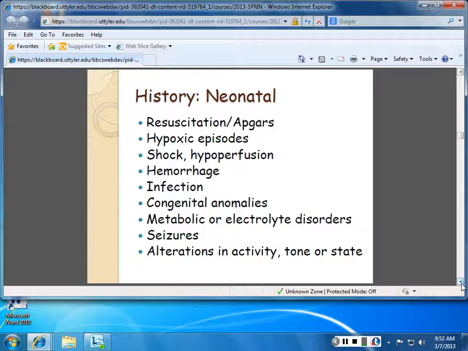Baby gets to the nursery. Did he require resuscitation? What were APGARs? Hypoxic episodes, shock, hemorrhage, infection, congenital anomalies, anything abnormal in this neonatal period. If you get some of our graduates, I'll apologize in advance, but you want to know that neonatal history. These are probably going to be babies with problems. Chronic lung disease, neuro disease, you name it, we'll ship it on to you.